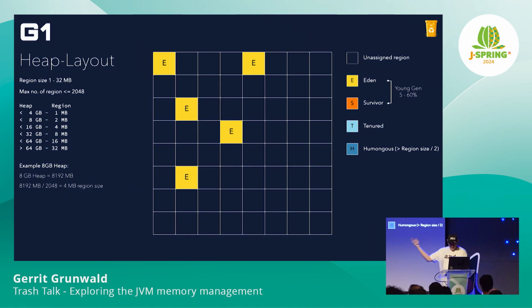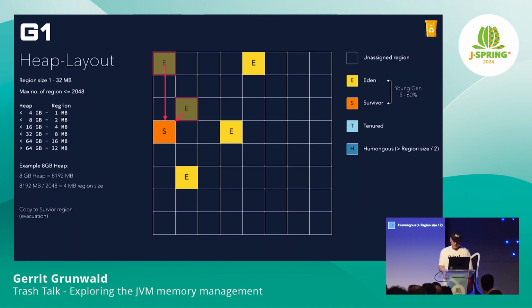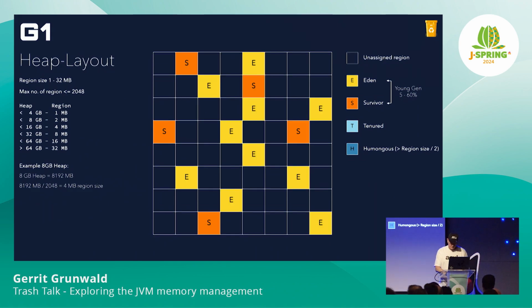So let's say we reached it, and at this point, we have to figure out which of these regions has the most garbage, has the fewest live objects in there. We take these, for example, these 2 regions, and we copy the stuff from these 2 regions into a new one. It's the survivor space now. And then we can free the old ones, because they're not used anymore. And so we continue, right? So after some time, it looks like this.